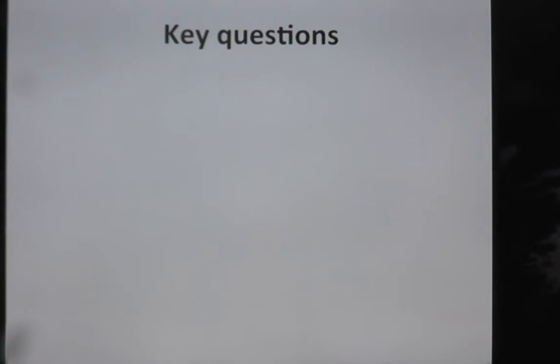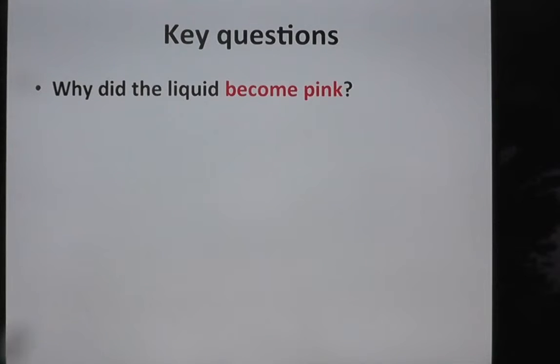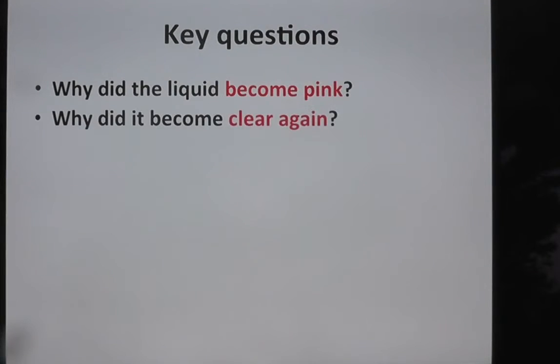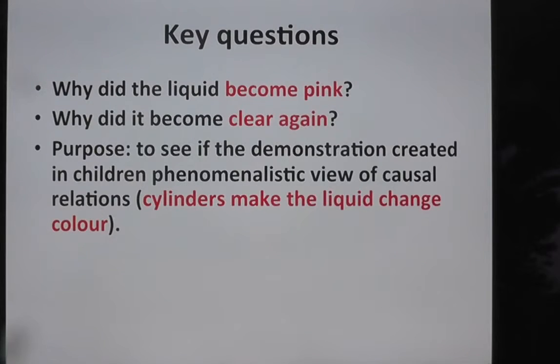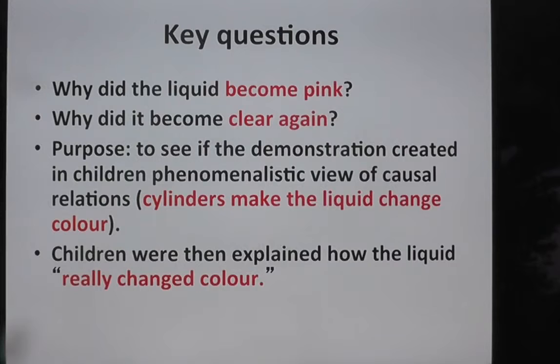Key questions were then asked. Why did the liquid become pink? Why did it become clear again? The purpose of these questions was to see if the demonstration created in children phenomenalistic view of causal relations, that the cylinders make the liquid change color. Children were then explained how the liquid really changed color.